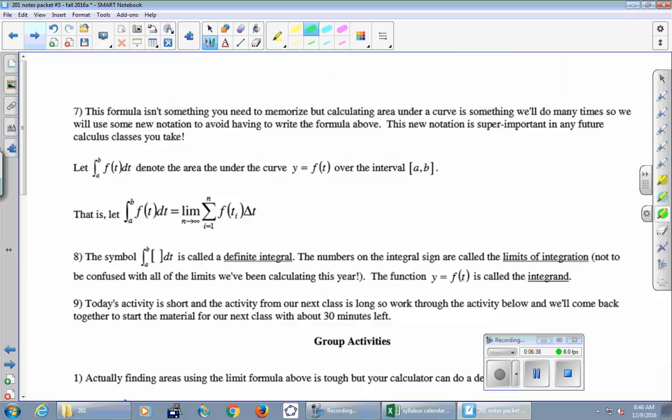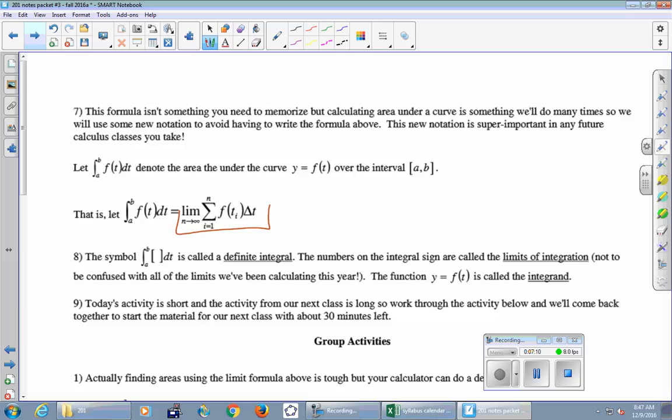All right, writing down, okay, so here, 7. This formula isn't something you need to memorize, but calculating area under a curve is something we'll do a few times this semester, and many, many more times in Calc 2. So we'll use some new notation to avoid having to write the formula above. This new notation is super important in any future calculus classes you take. So instead of writing all of this, we're going to introduce more compact notation, just a shorter way to write all of that. So here it is.